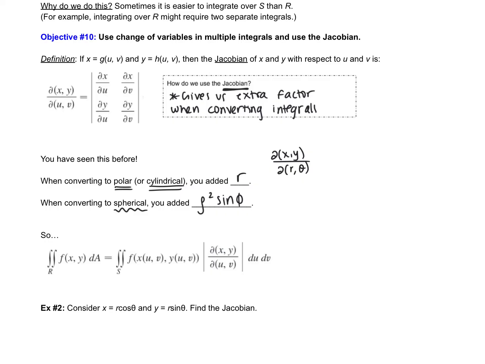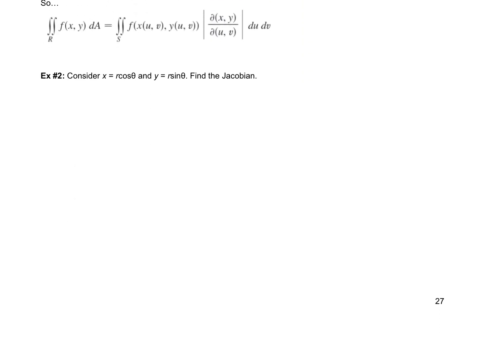Okay, so let's take a look at some examples. Example 2, first thing we're going to do is we're just finding the Jacobian. So notation-wise, we're looking for the Jacobian of x and y when we convert to r and theta. So this is going to be the partial of x with respect to r, the partial of x with respect to theta, partial of y with respect to r, and partial of y with respect to theta.